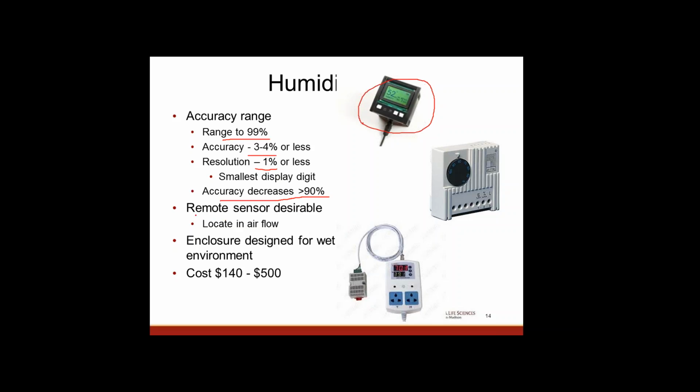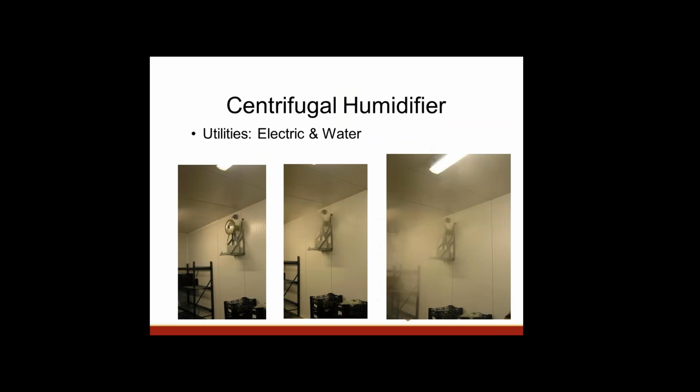It is desirable to have a remote sensor so that we can locate that in the best place, which is usually in the airflow. So this one down here has a remote sensor to it. So this sensor could be put in the airstream, and then it's got a cable so that the controller itself could be put either in a dry location or just basically out of the airstream. Cost is somewhere between $140 and $500, depending on the accuracy and features and benefits you get out of it.